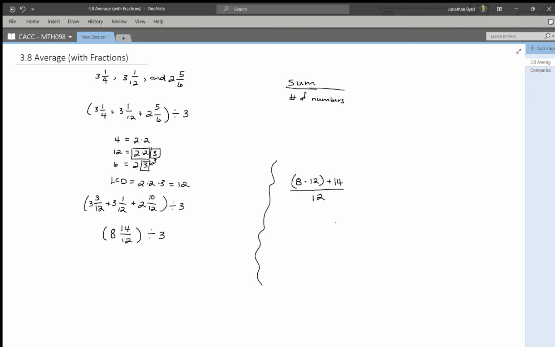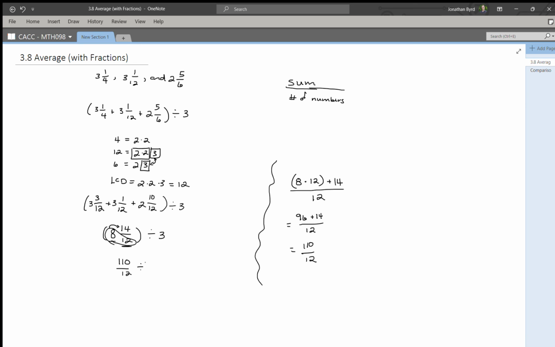So I had 8 as the whole part, this guy here. I'm going to multiply by 12, and then I'm going to take whatever that product is, so 8 times 12, and I'm going to add it to the 14. So 8 times 12 is 96. Let me write that over here. So that's 96 plus 14 over 12. And so then this ends up being 110 over 12 as an improper fraction. All right, so 110 over 12.